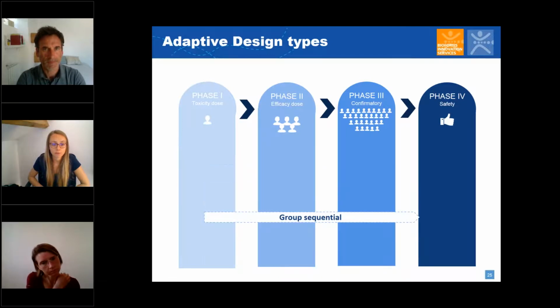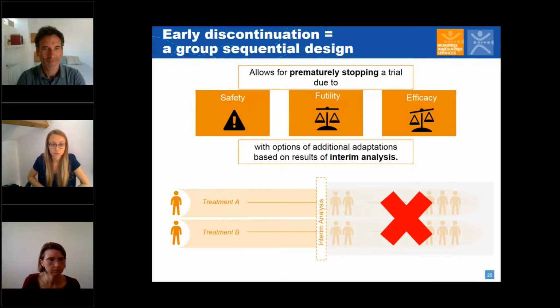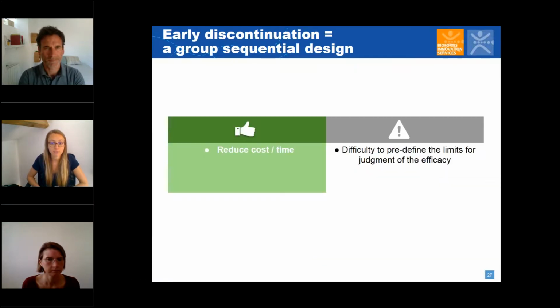So let's talk now about the group sequential design. This kind of design allows for prematurely stopping a trial due to safety or efficacy if the treatment is very promising, or futility if the treatment is not efficient, with the options of additional types of adaptation based on results of interim analysis. So the biggest advantage is that it reduces the cost and it can reduce the time too. It can also reduce the risk for the subjects included if the product tested is not safe. However, it can be difficult to predefine the limits for the judgment of the efficacy.